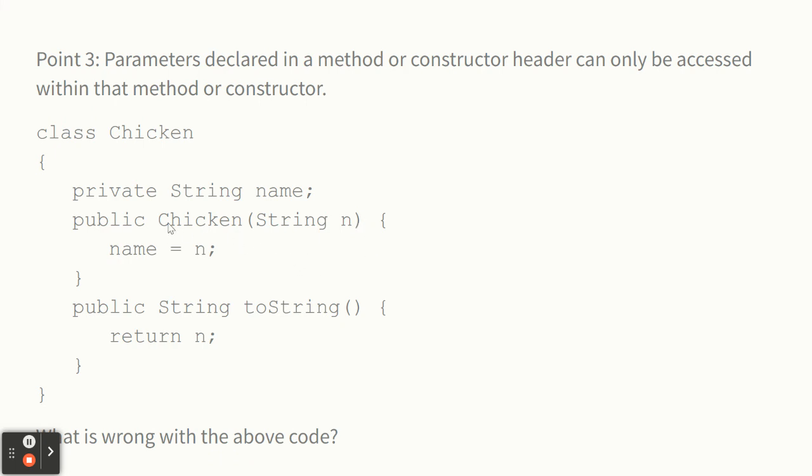Check this out. We have public Chicken(String n) { name = n; }. That's all good. So then down here, you might be tempted to do this in the toString, but you can't return n because n doesn't exist. n only exists on these three lines: public Chicken(String n), name = n, and the curly bracket. These lines right here, and then n's gone. That's an example of a parameter variable, someone trying to use it somewhere else in the class. You can't do that.